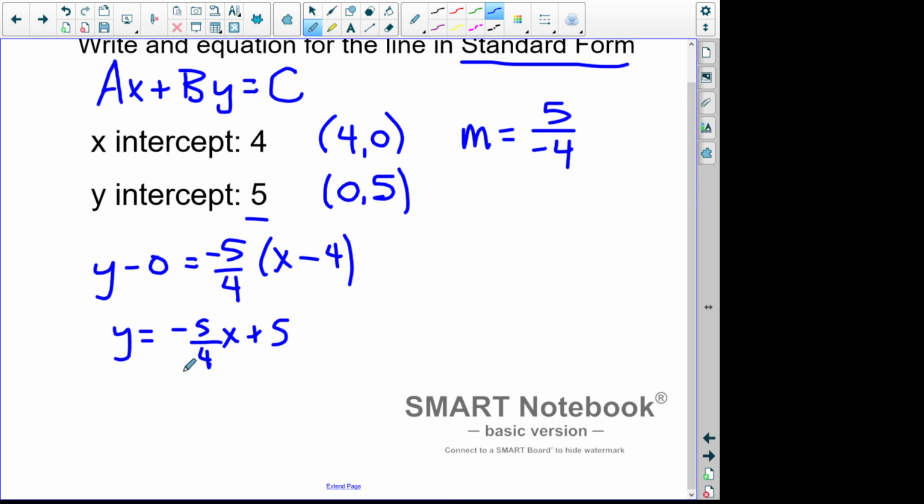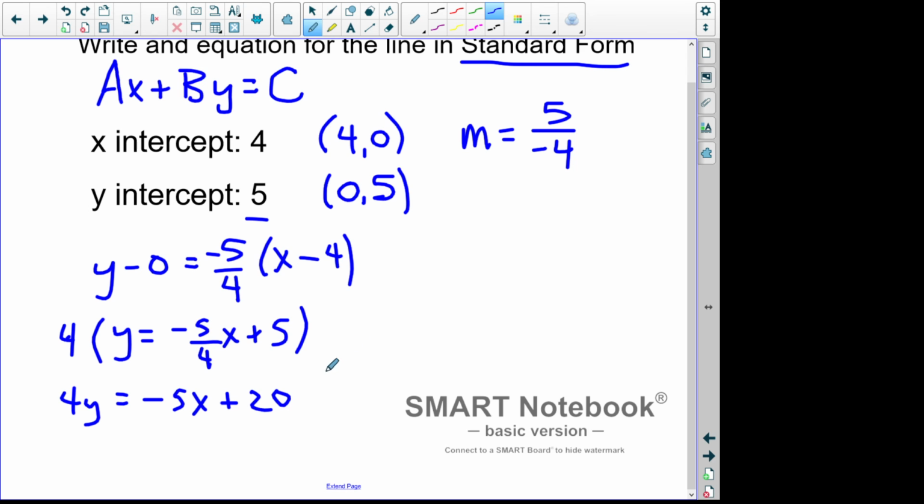I'm just going to multiply everything by 4. That fraction says -5 divided by 4. I'm going to undo that division, so I'm going to multiply everything by 4. So I'll just distribute this out. I've got 4 times y, so it'll be 4y. And then again, I've got 4 times -5 divided by 4. The times 4 and the divided by 4 cancel out, so I get -5x. And then plus 20, so 5 times 4 is 20.